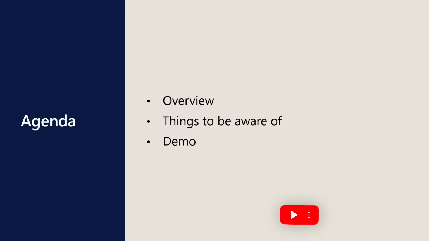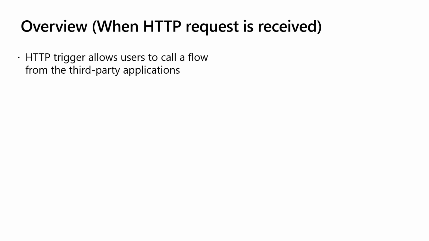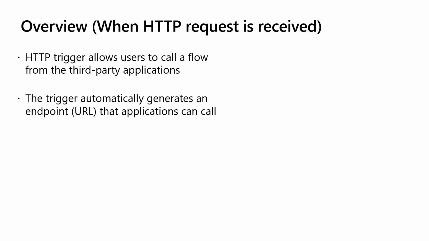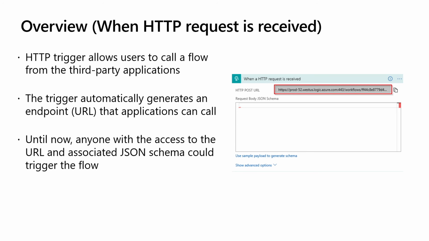We'll start the session with a quick overview, followed by things to be aware of, and we will end the session with a live demo. So there is a trigger in Power Automate, When an HTTP request is received. This trigger allows users to call a flow from third-party applications. The trigger automatically generates an endpoint or a URL that an application can call. Until now, anyone with access to the URL and associated JSON schema could trigger this flow.